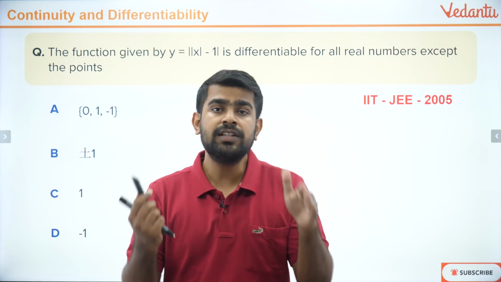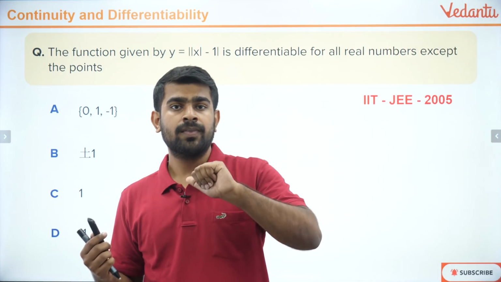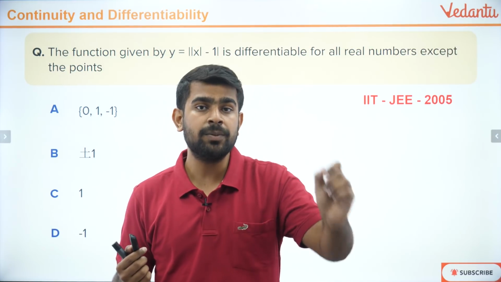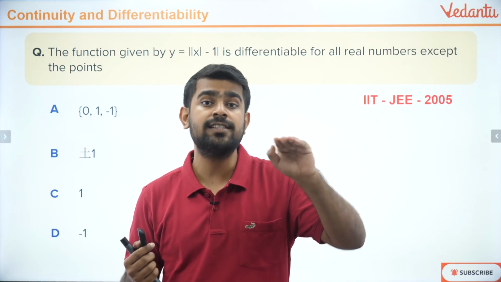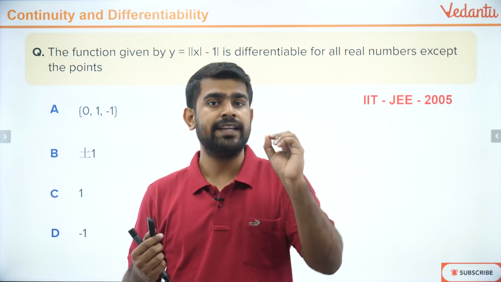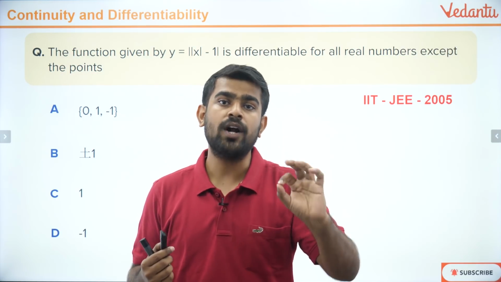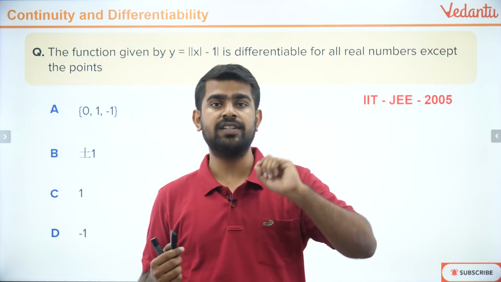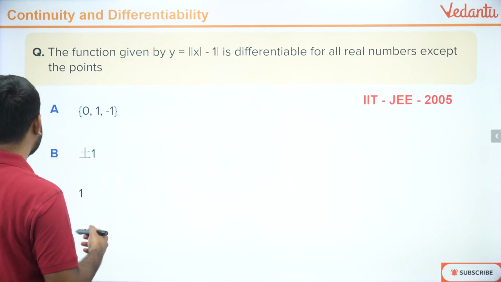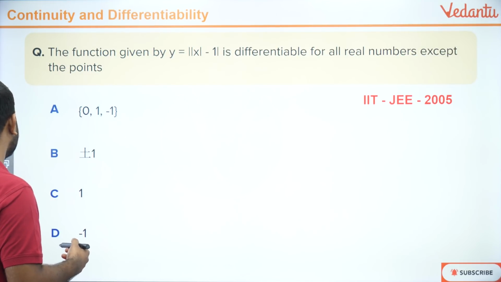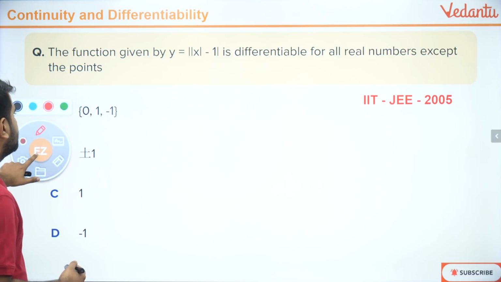So when I say differentiable functions are smooth, you should understand that a differentiable function can never have sharp edges or sharp corners in its graph. That is what I will use in this question and we will try to solve it. Okay? So let us get started guys. If you know the answer, please do comment it down. I'll be happy to see your answers.